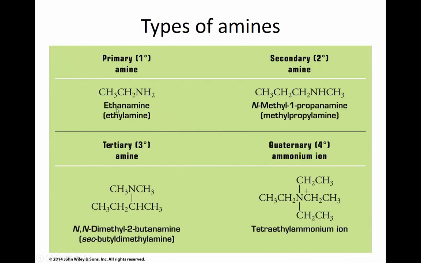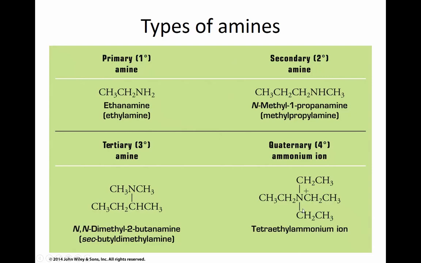A primary amine like ethanamine or ethylamine. Here we have a nitrogen group attached to one carbon. N-methyl-1-propanamine or methylpropylamine is a secondary amine. We can see the nitrogen is attached to 2 carbons. In a tertiary amine, the nitrogen is attached to 3 carbons, and that is sec-butyl dimethylamine or N,N-dimethyl-2-butanamine.